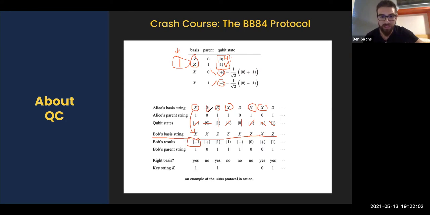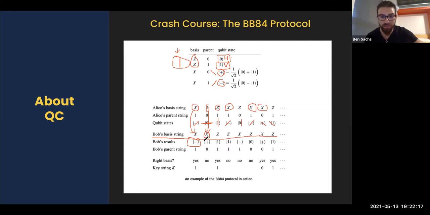What about the second time? He picks wrong. Remember what we were saying: we have something in the horizontally polarized state, we measure it in the diagonal basis, and we put it through a diagonally polarizing filter.